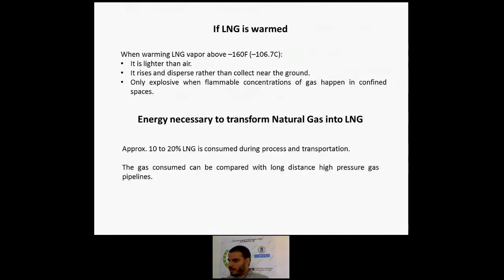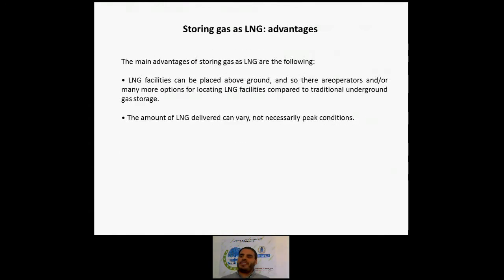So then, what are the main advantages of storing gas as LNG? Well, LNG facilities offer two clear advantages over alternative gas storage options. First, because LNG facilities can be located above ground, operators and owners have many more opportunities for locating LNG facilities in comparison with traditional underground gas storage alternatives that depend on underground geological conditions, such as depleted reservoirs, aquifers, and salt caverns.